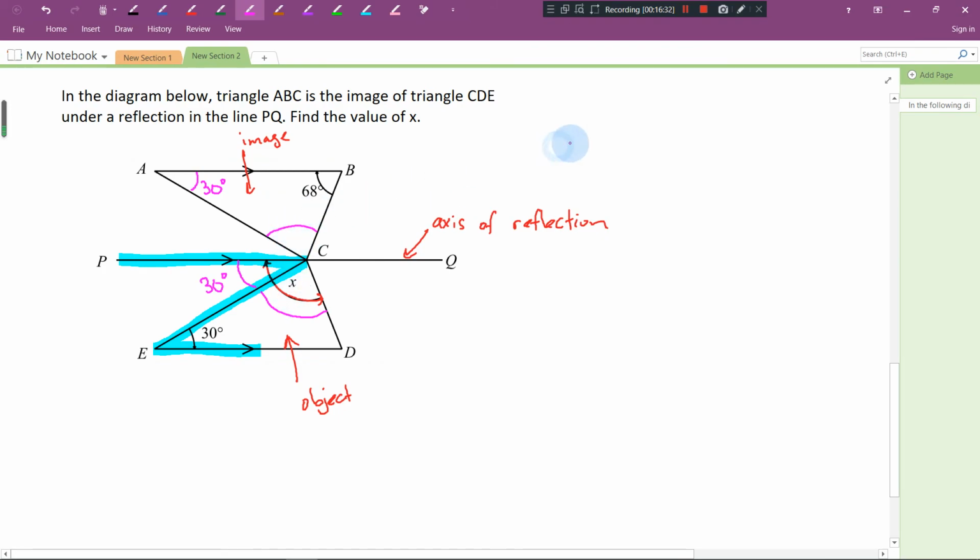So how to get this angle? Angle ACB. The sum of the interior angles of a triangle is always equal to 180, right? So if I want to get this angle, I take 180 minus 30 minus 68. Okay, so 180 minus 30 minus 68, I will get 82 degrees. This is 82 degrees. If this is 82 degrees, we know here must be 82 degrees as well, right? So x is equal to 82 degrees plus 30 degrees, which will give you 112 degrees. Okay, so this is the way how we get the size of this angle.